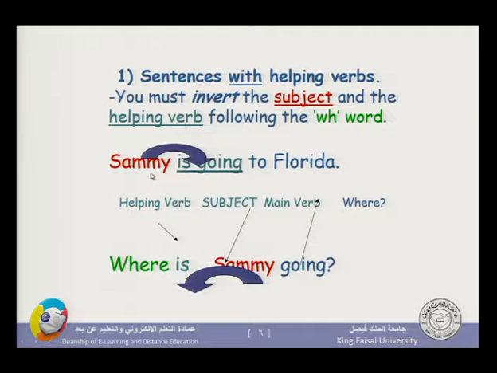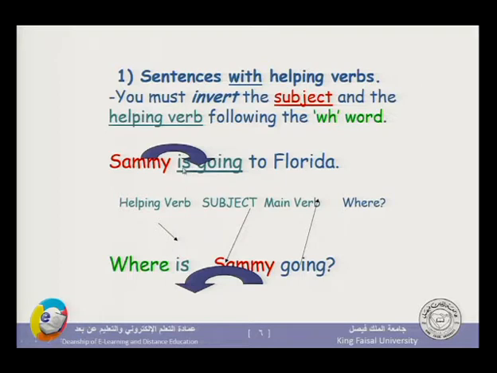Look at this sentence. Sammy is going to Florida. Sammy is the subject, and then is going here. Remember what the tense of this is? Yes, present progressive, yes, from last time. All right, so we have is going. Here, do we have a helping verb already there or not? Yes, because part of the present progressive tense is to start with verb to be, all right? So is here is a helping verb. This means that I can use it, right?